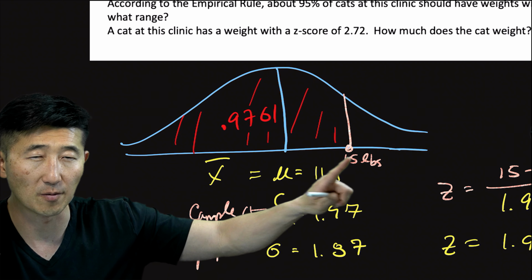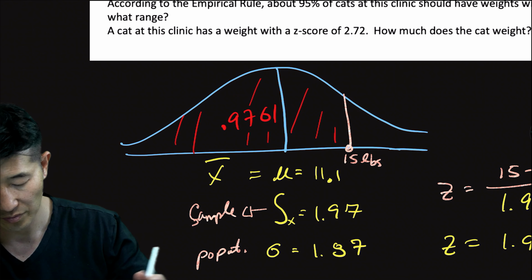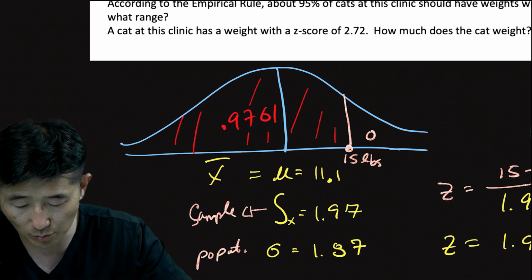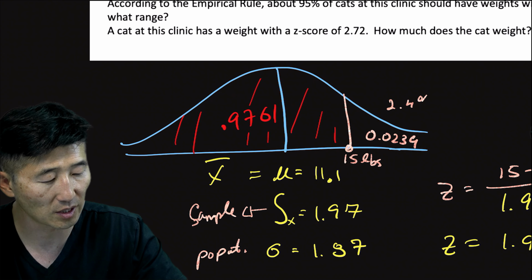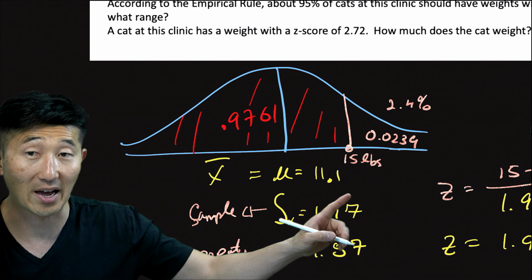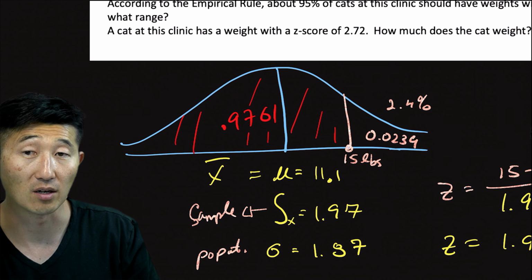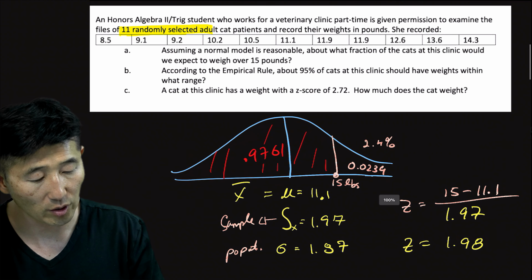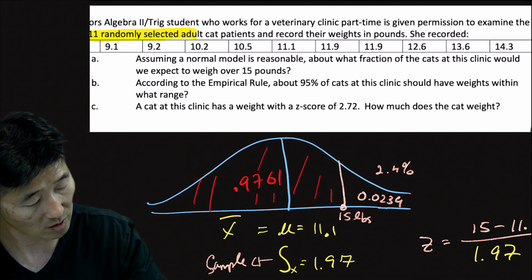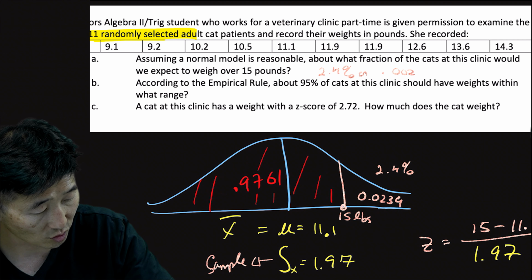So if you subtract it from 1 minus 0.9761, this would be 0.0239, so 2.4%. So 2.4% of the cats will be bigger than what? 15 pounds. Okay, so 15 pounds is a lot for a cat. Okay, so the answer right here will be 2.4% or 0.0239.